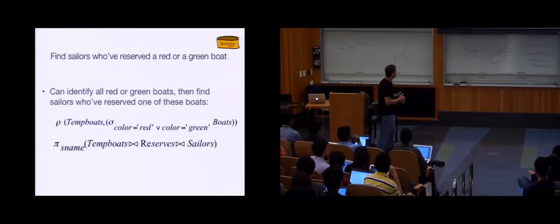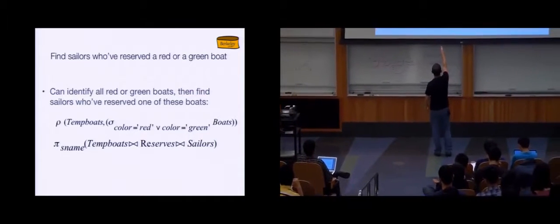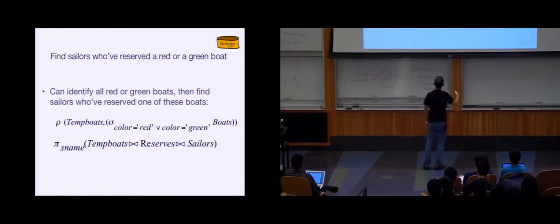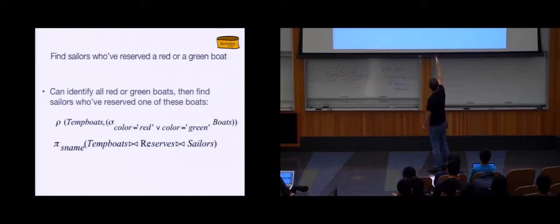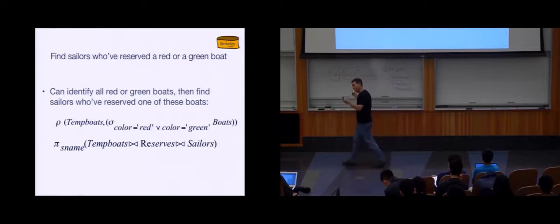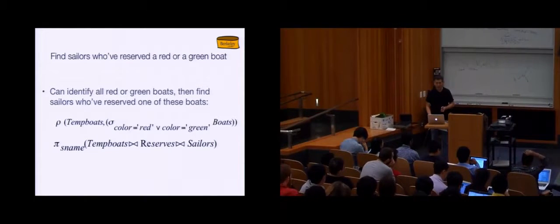Okay. So now that we have this view, we can use it in a query. We can say find the temp boats and join them with the reserves and the sailors and project down to S names. So those are the red or green boats, either boats that are red or boats that are green. Join them with reserves and sailors, get the S name, bingo. That's going to get us what we want. All right, that is correct.